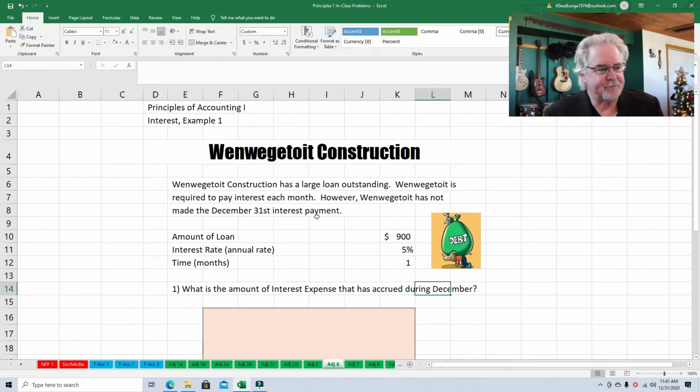What we're going to learn today is how to calculate interest. It's something pretty important, something you're going to use over and over again. It doesn't matter what you major in, folks.